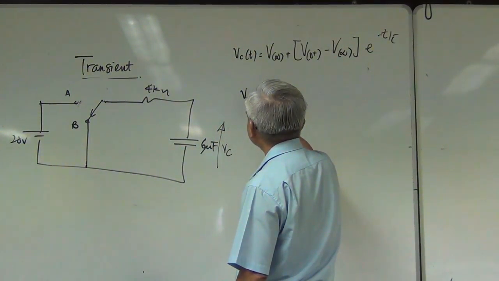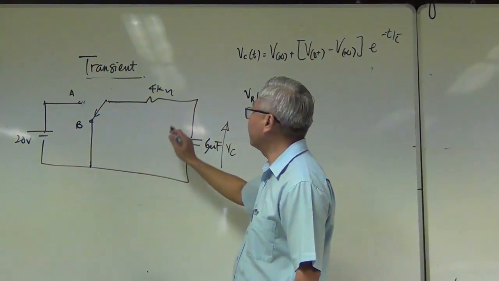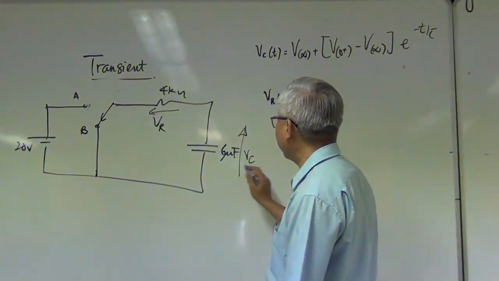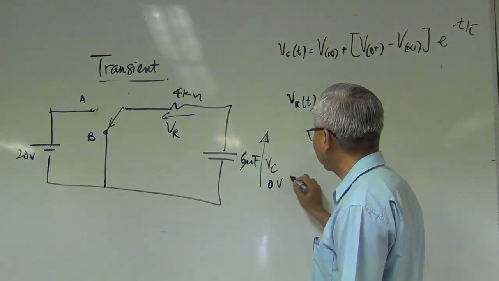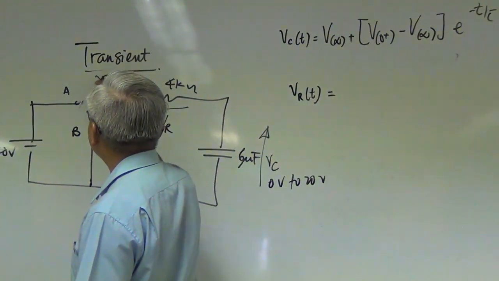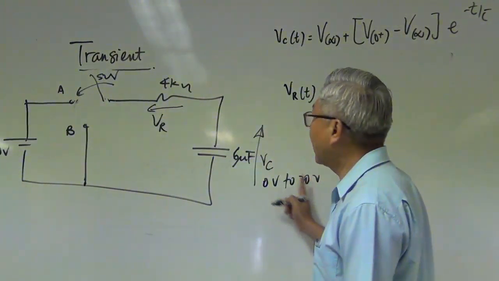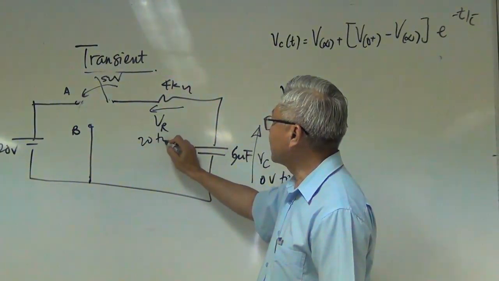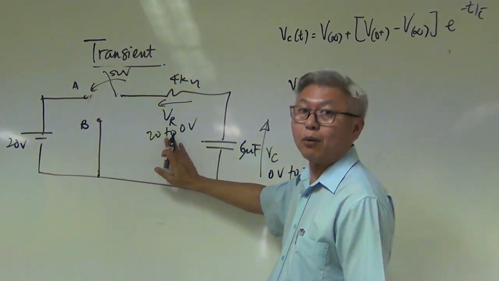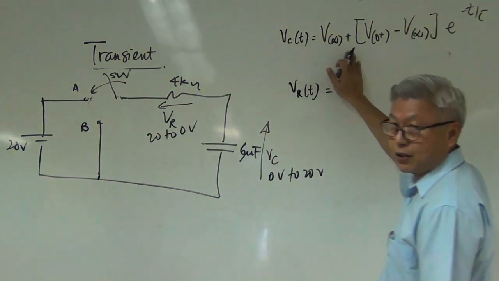Alright, if I'm going to ask you to write me the expression of the resistor, VR. Okay? Just now we said that here is 0 volt to 20 volt, and it's at position A. If my switch is thrown to position A, here is 0 to 20 and here is 20 to 0. Correct? And of course, if I ask you for the expression, it is without bracket because it's a decreasing function. Let's prove it with this expression.